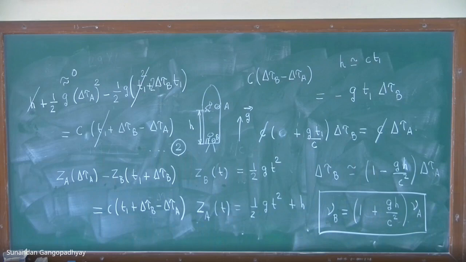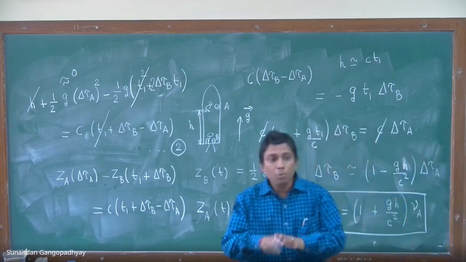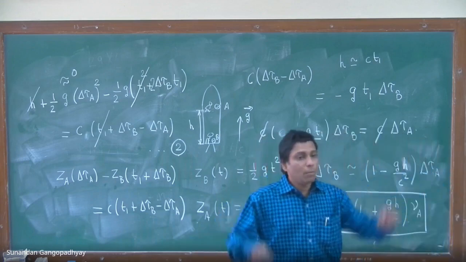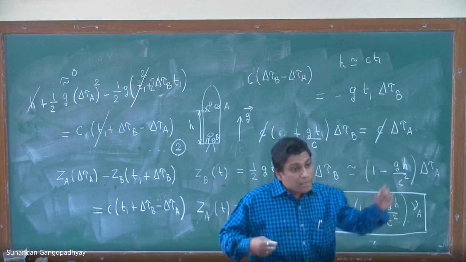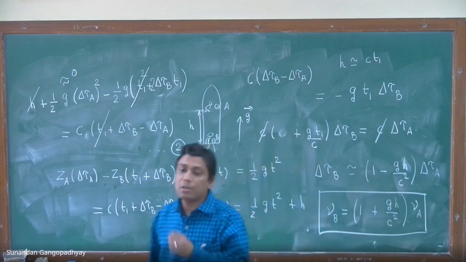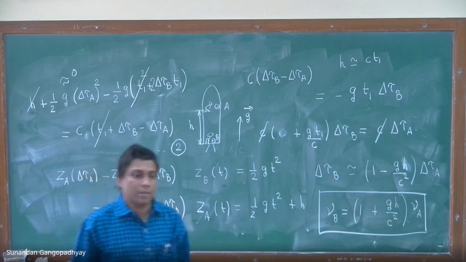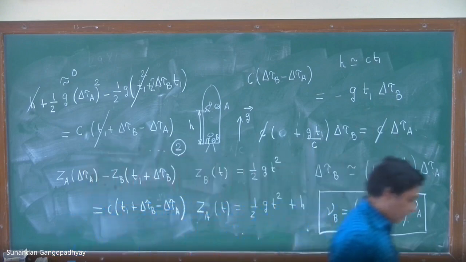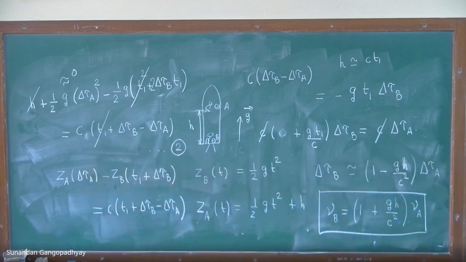Here in gravitational time dilation effect, there is no motion among the two guys. Both are sitting at rest with respect to each other. The whole effect is occurring due to a gravitational field. This is the gravitational time dilation. This is something very important. Okay.